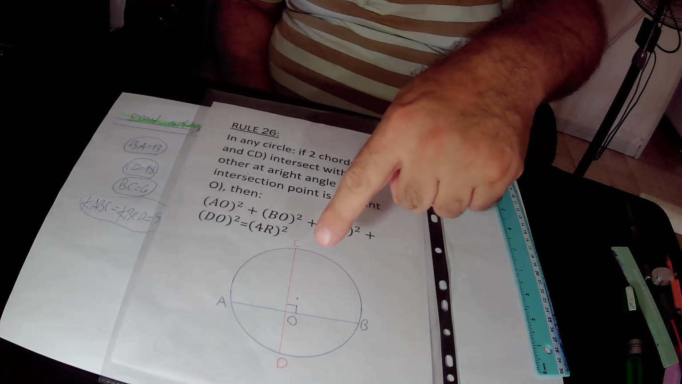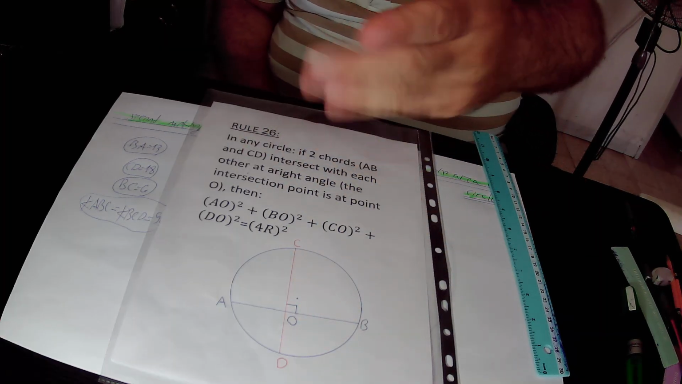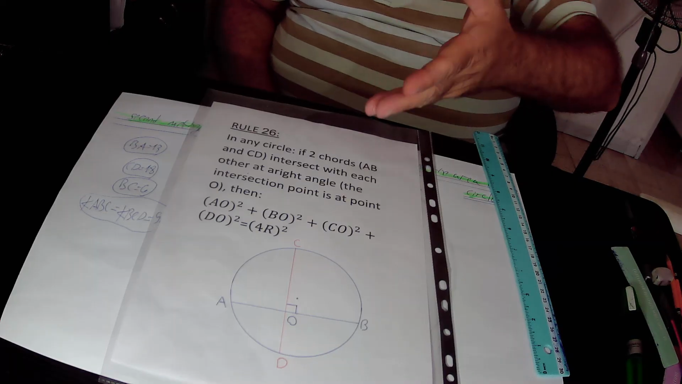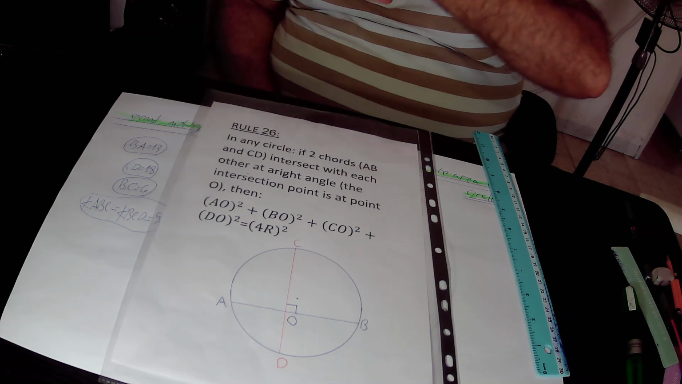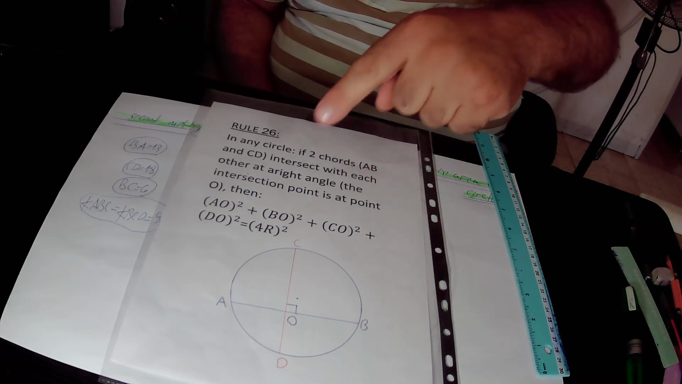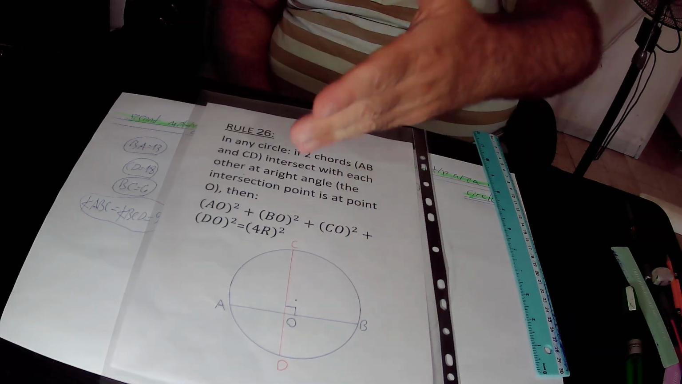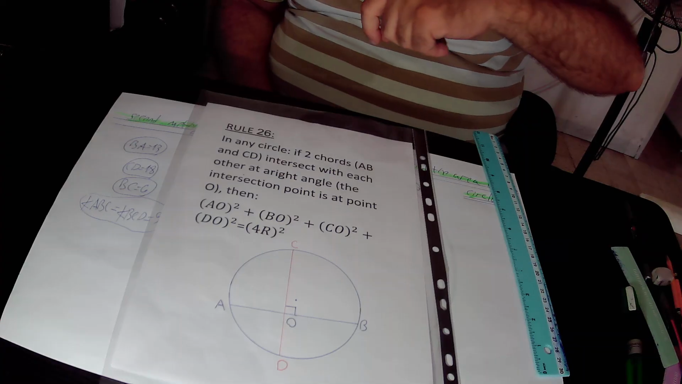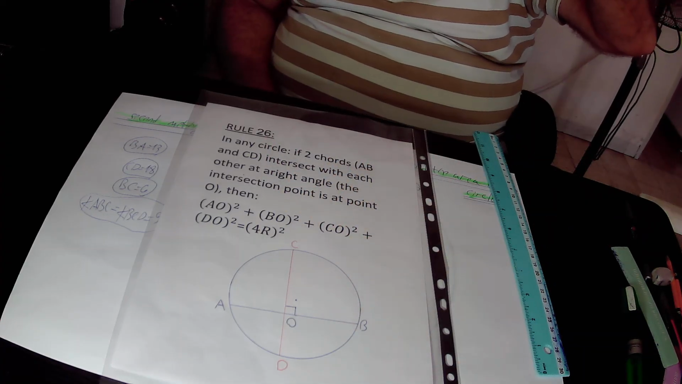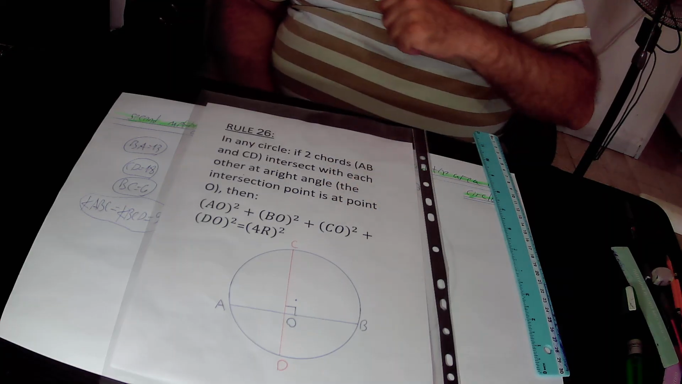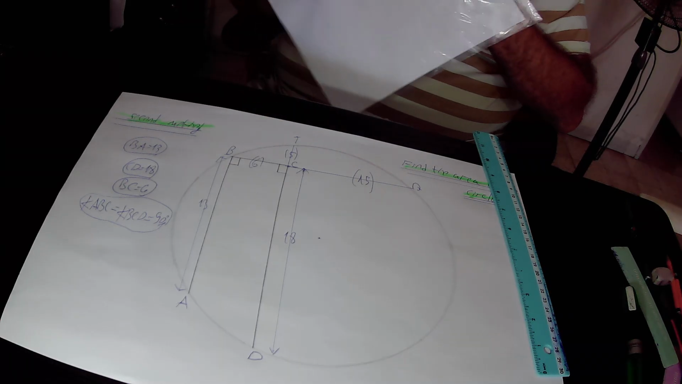AO squared plus OB squared plus CO squared plus OD squared equals 4R squared, and R is the radius of the circle. So whenever you have two chords that intersect with each other at a right angle, you can implement rule 26. Now in our drawing, chord AB intersects with chord CD at 90 degrees at point O, and therefore, according to rule 26, the following equation is true. So we can implement rule 26 in our drawing.